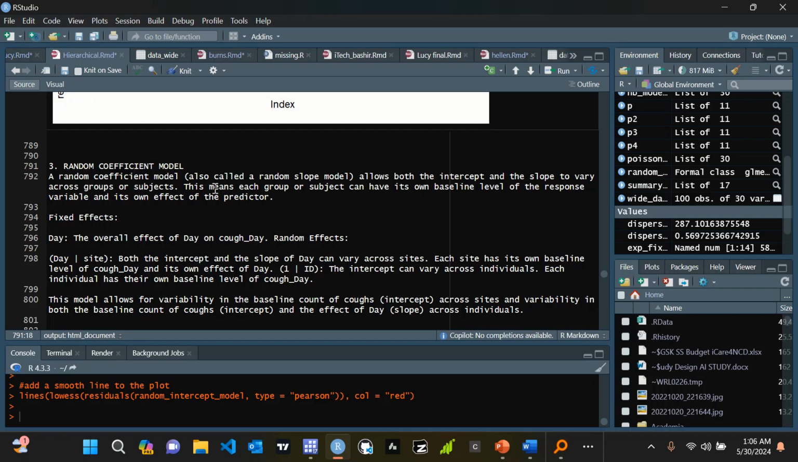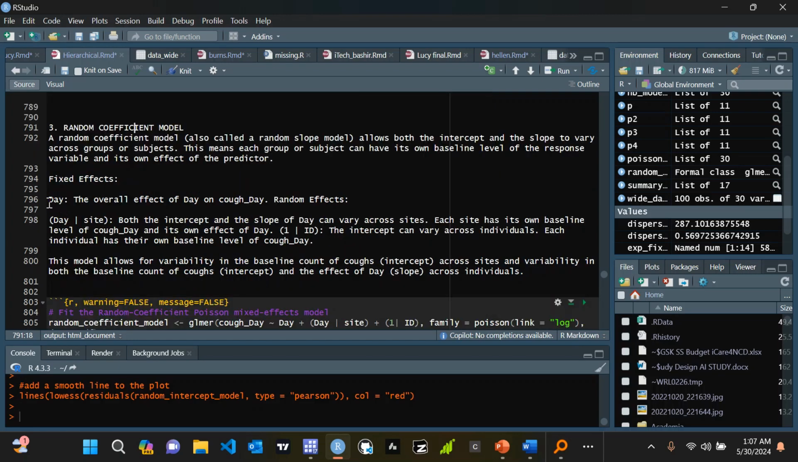So a random coefficient model, also called a random slope, allows the intercept and the slope to vary across groups of subjects. This means that each group or subject can have its own baseline, which is true. Each subject has their own baseline level and its own effect of the predictor. Yes, it means that, for example, age can affect this individual as an individual. So the fixed effect is there. Here is where we are going to have the issue now.